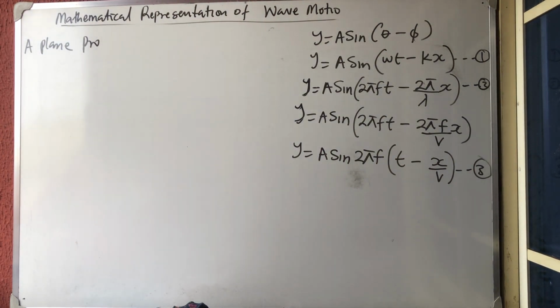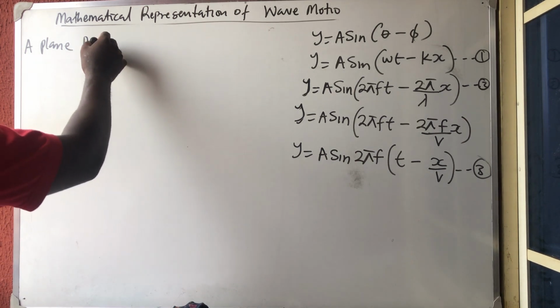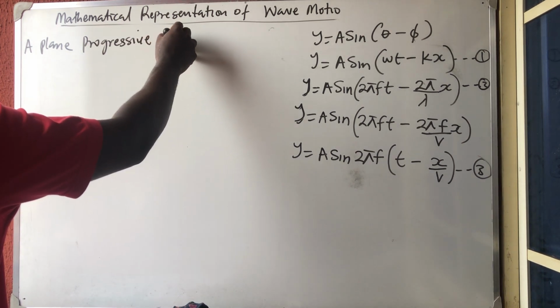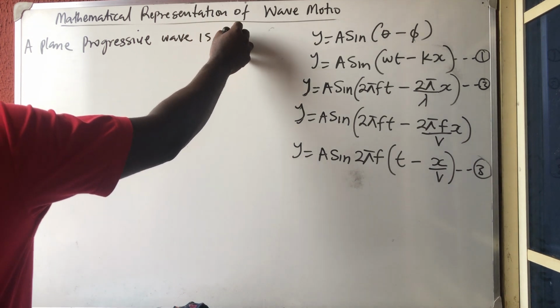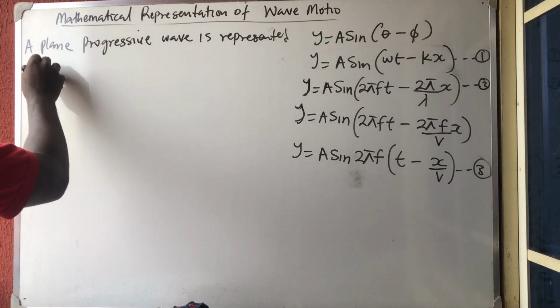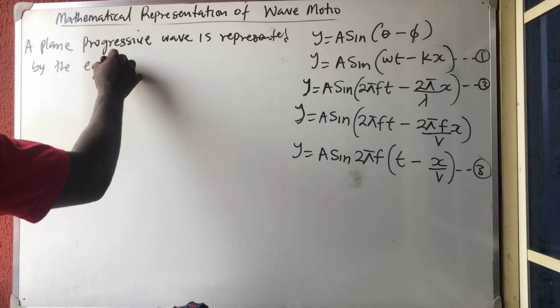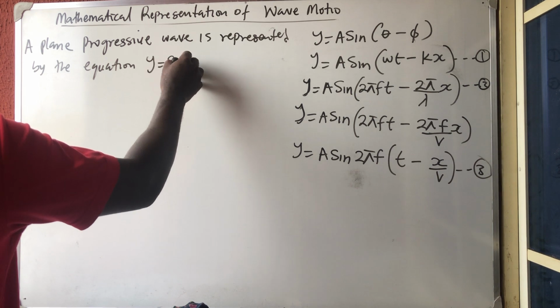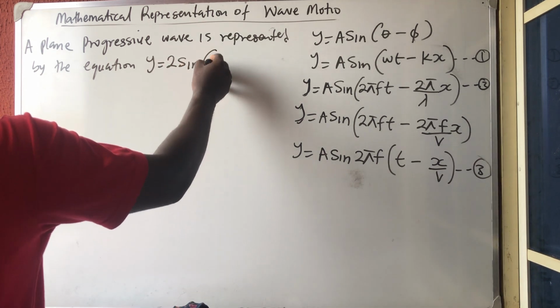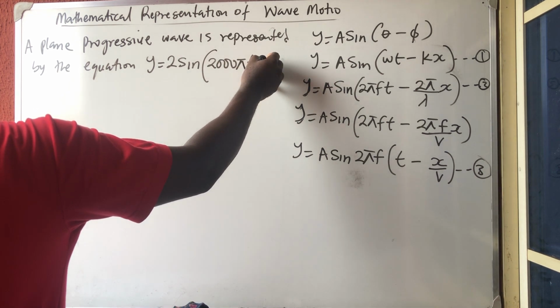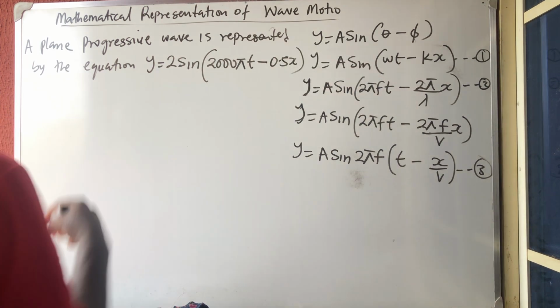So look at this. They say that a plane progressive wave is represented by the equation y is equal to 2 sine (2000 pi t minus 0.5x). Okay, that's what they gave us.